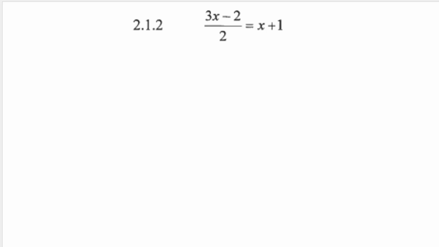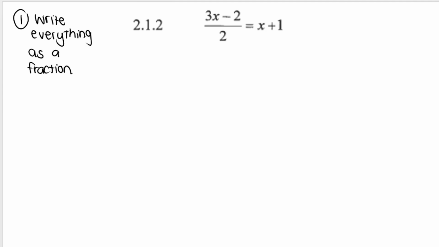In 2.1.2, we are once again solving, but we have fractions within our equations. Now, when I do this with my grade 10s, I say if you see your equation contains fractions, so here's a fraction on this side, what you need to do is the following. Make sure that everything is written as a fraction. Okay, so step 1, write everything as a fraction. So what I mean by that is this over here on this side of the equation. It's currently x plus 1. We can write this as a fraction by putting these two terms over 1.